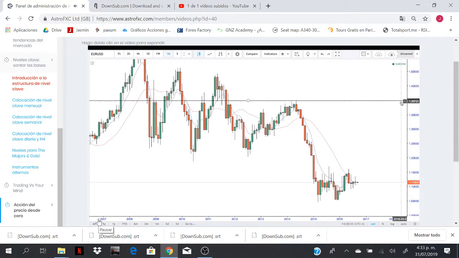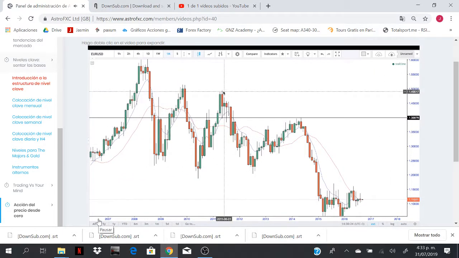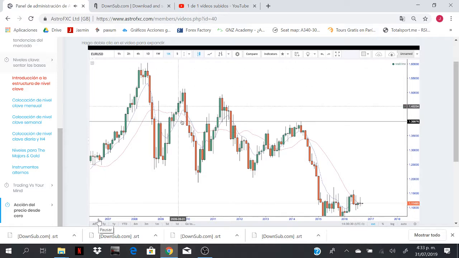By all means, what I've just plotted on there is resistance. We can see another resistance here. We can see one here at the peak of this candle. We can see one here at the peak of this formation towards the top. We can see one here as well. We can see support here, support here, support here.